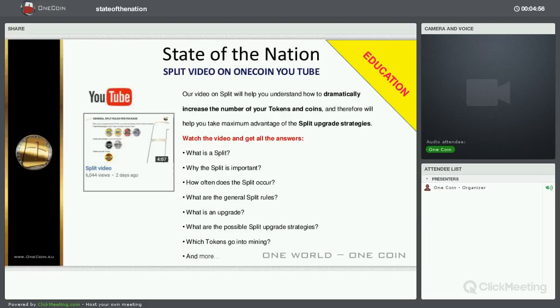It's simple, it's concise. Listen to it a few times, write yourself some notes down. It's a great way of understanding fully how splits work. And it's a very important opportunity in terms of being able to maximize the number of tokens you have. And tokens, of course, lead to coins, and coins lead to value long term in your business.